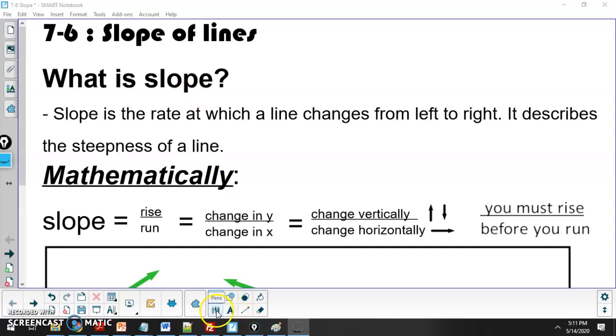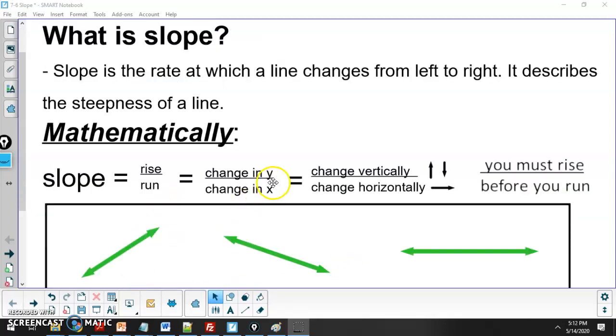So what is slope? Well, slope is the rate at which a line changes from left to right. Okay, it describes how steep the line is. All right, mathematically, we think about slope as how the line rises compared to how the line runs. Okay, so instead of rise, you could say change in the y variable, and instead of run, you could say change in the x variable.